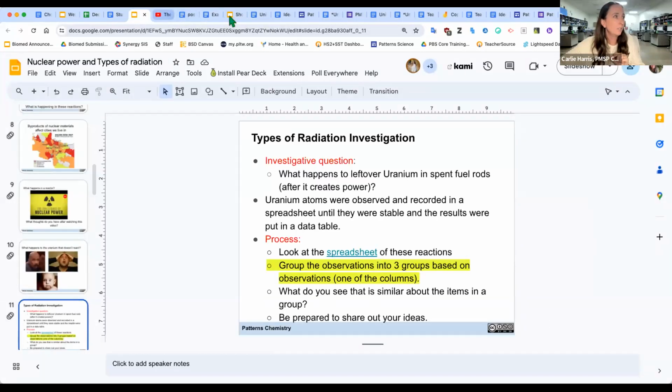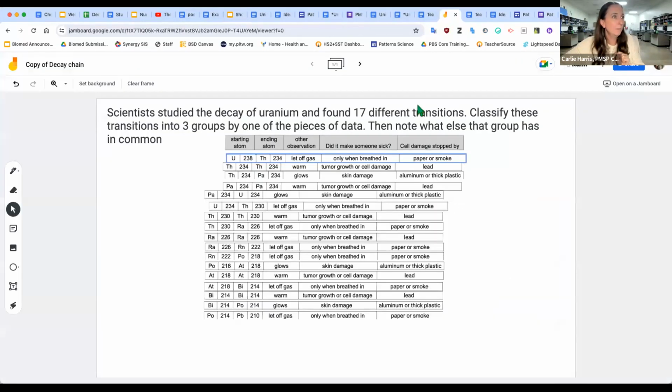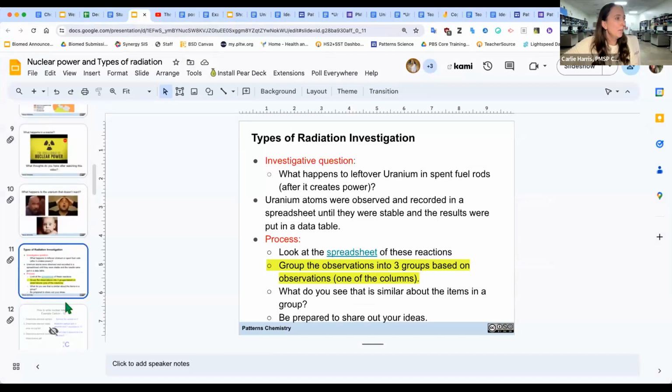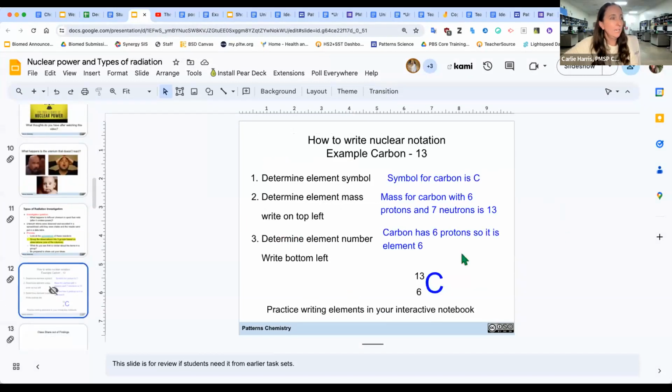So they could, I've got to go find amongst all of my tabs. There we go. They could write down U-238, TH-234. They might not know a lot of nuclear notation at this point, so that might be something you want to go over with them. And we have a resource right here that helps them get started. It doesn't entirely go over it, especially with the types of radiation, but it's enough to get them started.